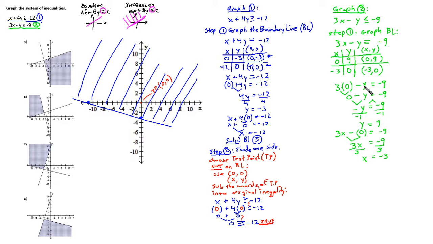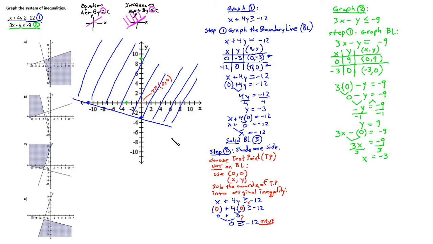Here's the boundary line part. 0, comma 9. 0 means don't go left or right at all for x, and up 9. 1, 2, let's see, 9 is right here. This would be the y-intercept for the boundary line for inequality number 2. Negative 3 in the x, 0. Negative 3, don't go up or down at all. Here's the x-intercept for inequality number 2, boundary line. So we're going to connect these two.